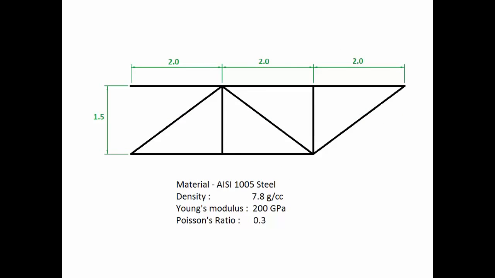We are going to use the dimensions from this schematic. We will use SI units where length is in meters. The radius of the truss members is 1 centimeter or 0.01 meters. The truss is made of steel with a density of 7.8 grams per centimeter cubed, a Young's modulus of 200 gigapascals, and a Poisson's ratio of 0.3.